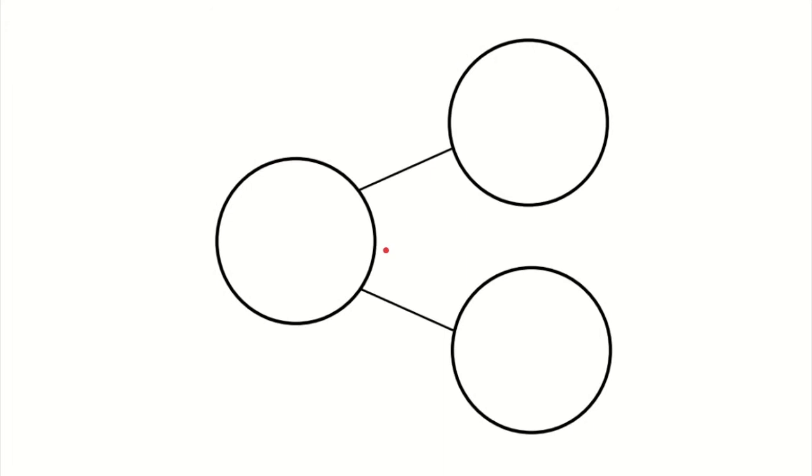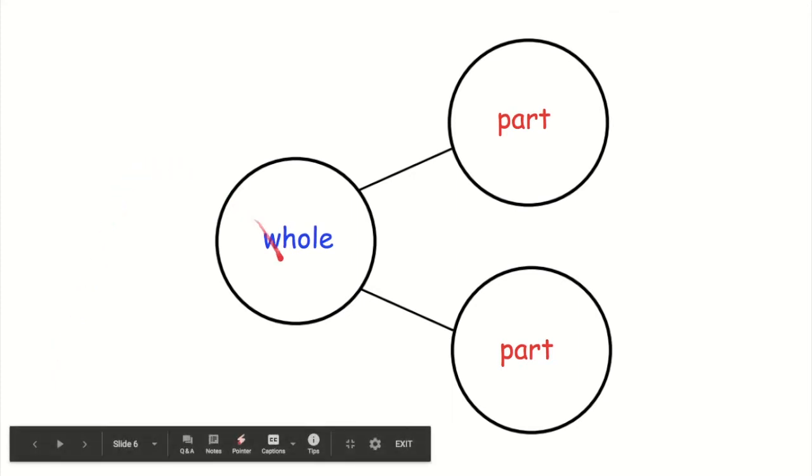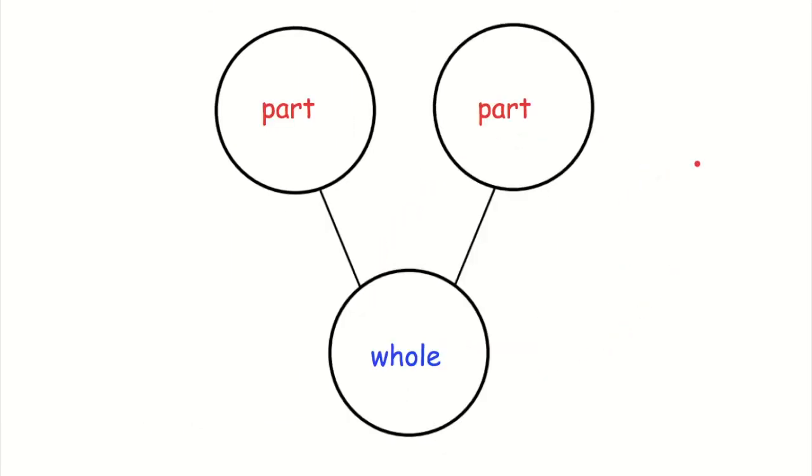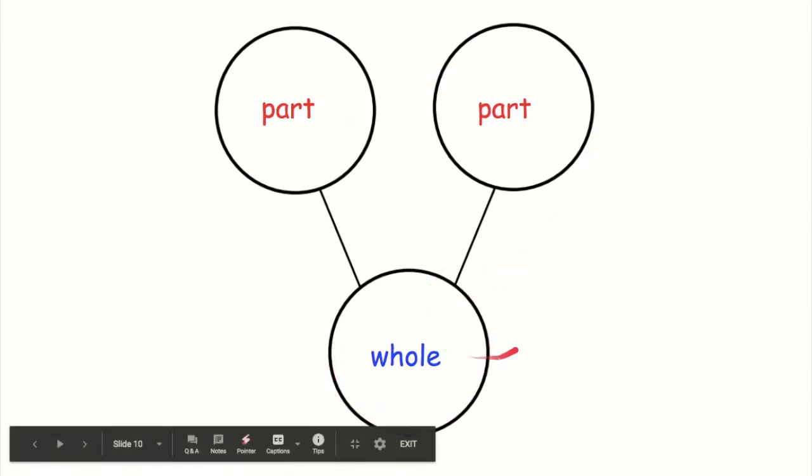The orientation of a number bond can change. In this number bond, the whole is on the left side and the parts are on the right. In this number bond, the parts are on the left and the whole is on the right. In this example, the two parts are on top and the whole is on the bottom.